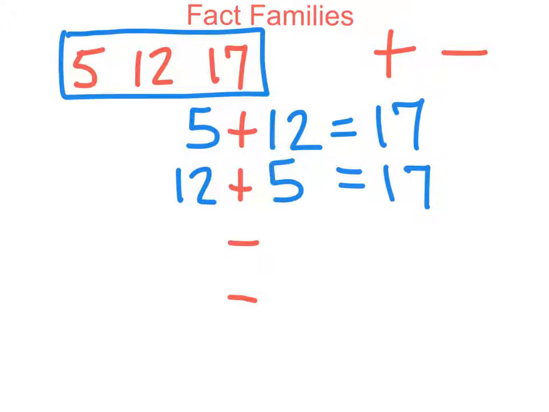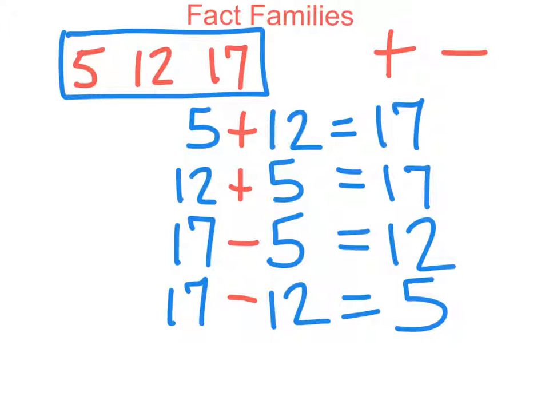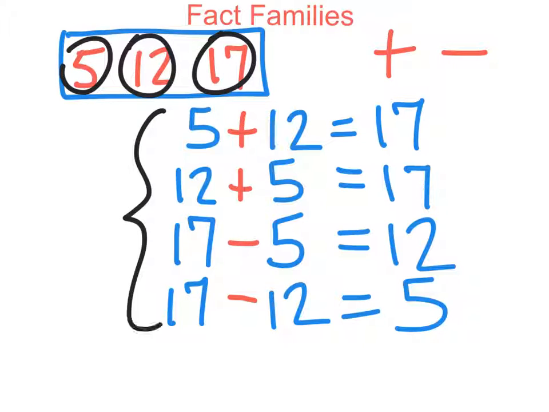Notice that for my addition, I always equal the biggest number. Now when I do my subtraction ones, I start with my biggest number. 17 minus 5 equals 12. Or I could also write that as 17 minus 12 equals 5. So in each case, I'm using the same 3 numbers, 5, 12, and 17, but the way that I arrange them here helps me to understand the question better. I can write 2 addition and 2 subtraction. We'll do one more example.